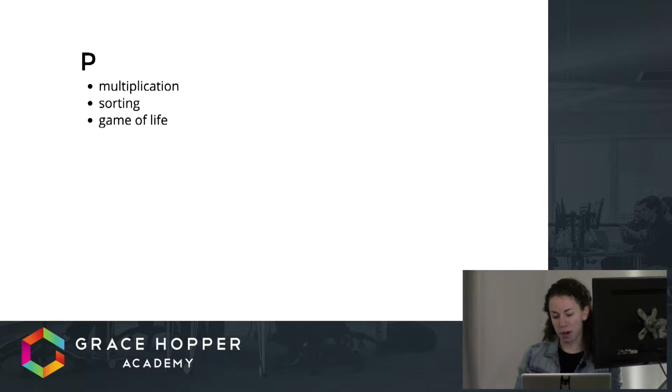Some examples of problems in polynomial time are multiplying things, sorting things, game of life. And these can all be decision problems too. If we say, is 5 times 5 equal to 25? That's yes. Game of life, is this cell going to be alive in X life cycles? Yes or no?